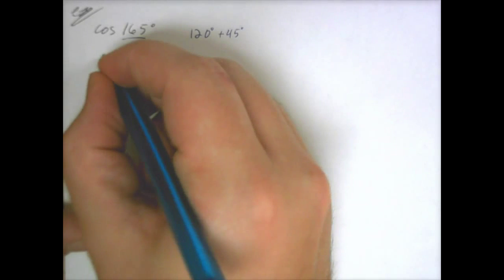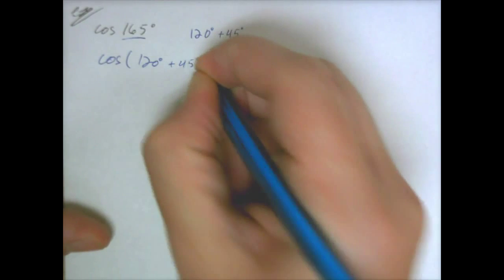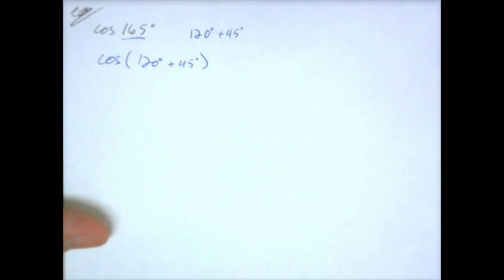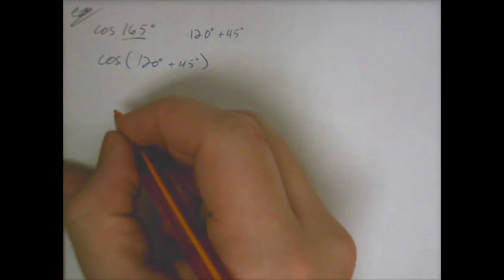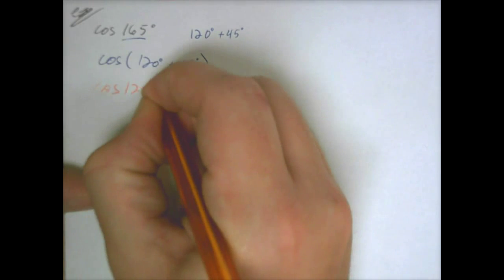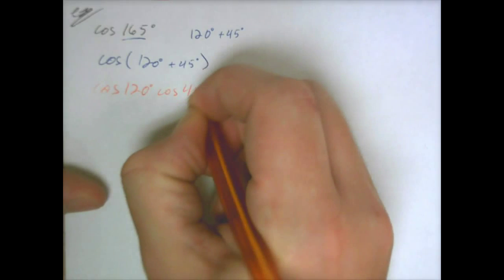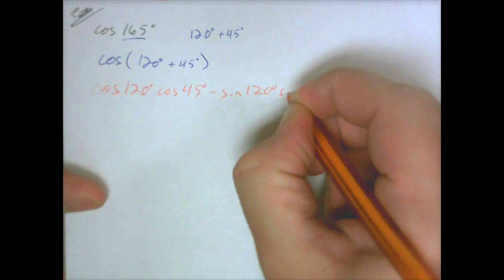So now I can say this is cosine of 120 plus 45. There are other angles you can use. You don't have to use these two. There are other ways of doing this problem as well. But then I can use my identity. So I have cosine of 120 cosine 45, minus sine 120 sine 45.